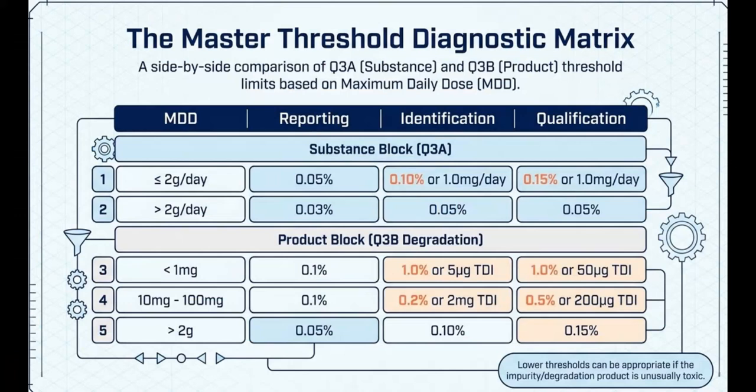Let us go through the 3 threshold levels. Reporting threshold, this is the lowest level. If an impurity is detected above this concentration, the manufacturer must simply report it in their regulatory documentation. For products less than or equal to 2g/day, 0.1% or 1 mg per day, whichever is lower. For products greater than 2g/day, 0.05%.